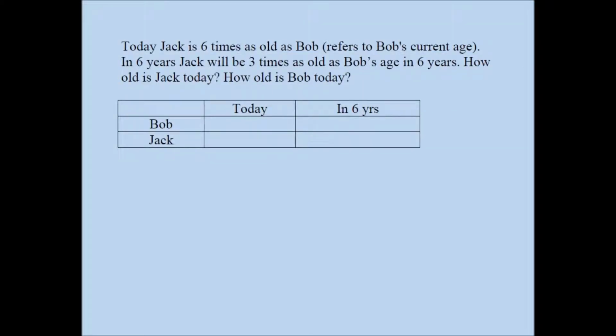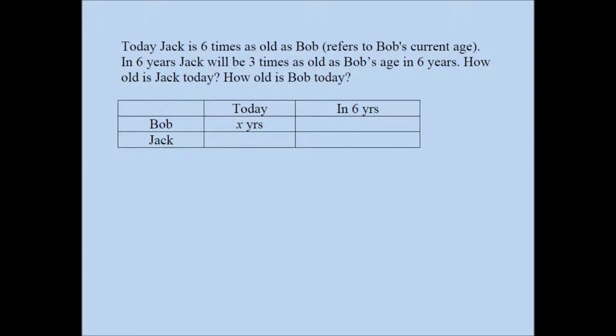What we have here is a table. We need to know, in terms of x or some variable, Bob's current age, Jack's current age, Bob's age in 6 years, and Jack's age in 6 years. So one way to do it is to define Bob, the younger of the two, to be x years old. It's always a good idea to choose the younger person's age as the unknown quantity.